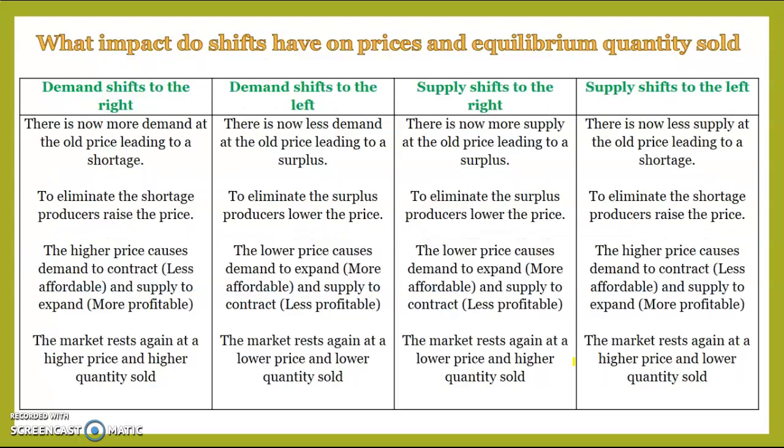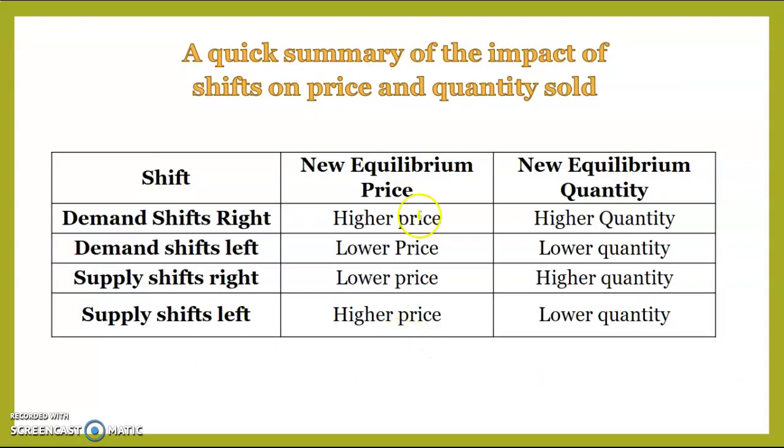I'll skip through this. If you don't have a read through this, you don't need to know the exact steps, but be mindful of the impact that different shifts can have on price and quantity. If demand shifts to the right, then we'll end up with a higher price and we'll end up selling more of a product. If demand shifts left, we'll end up selling at a lower price and selling less of a product. If supply shifts to the right, we will sell more of the product.